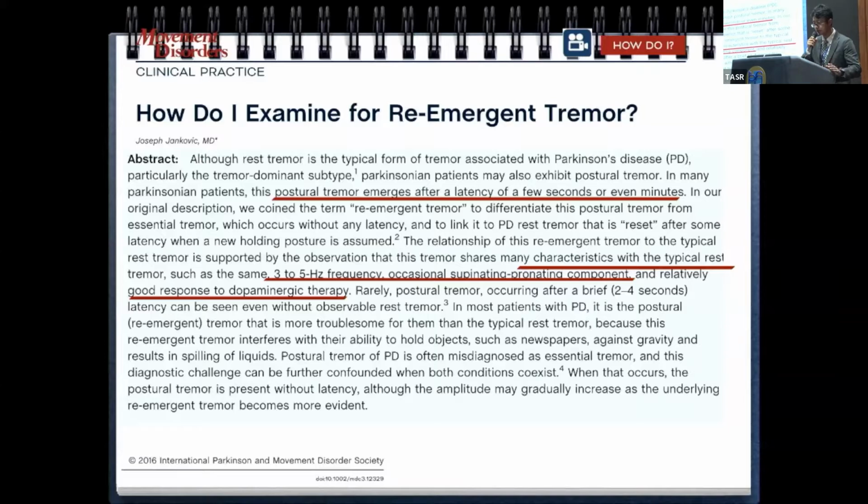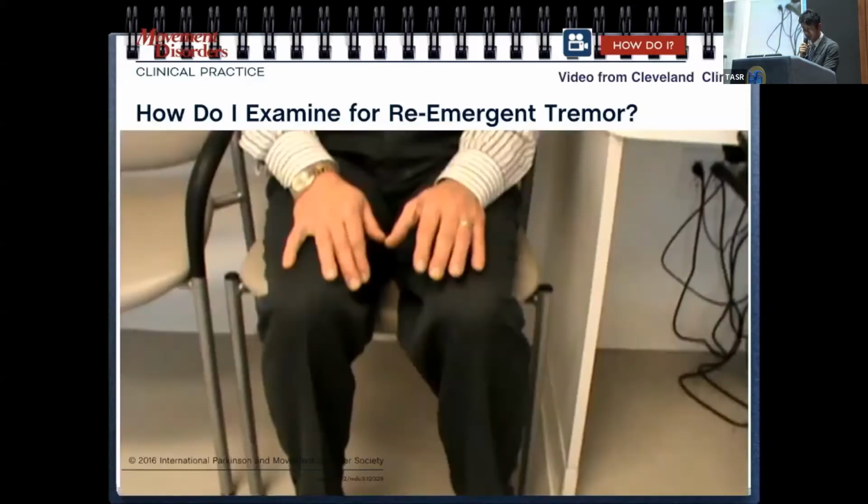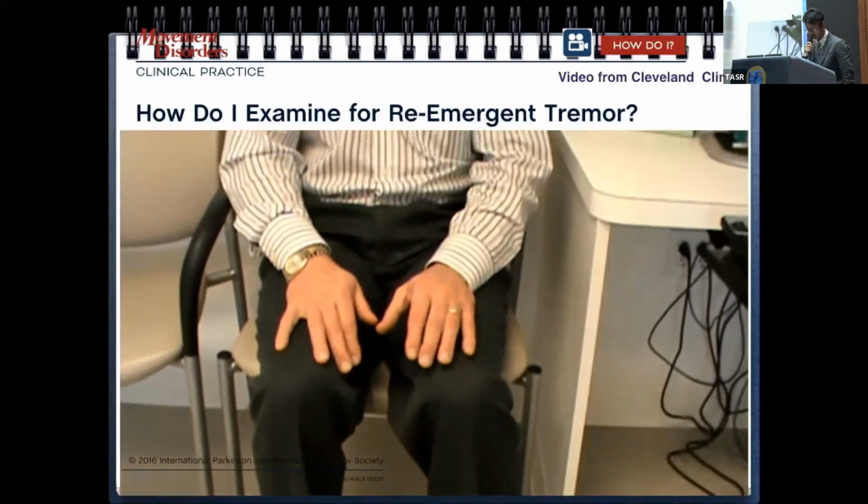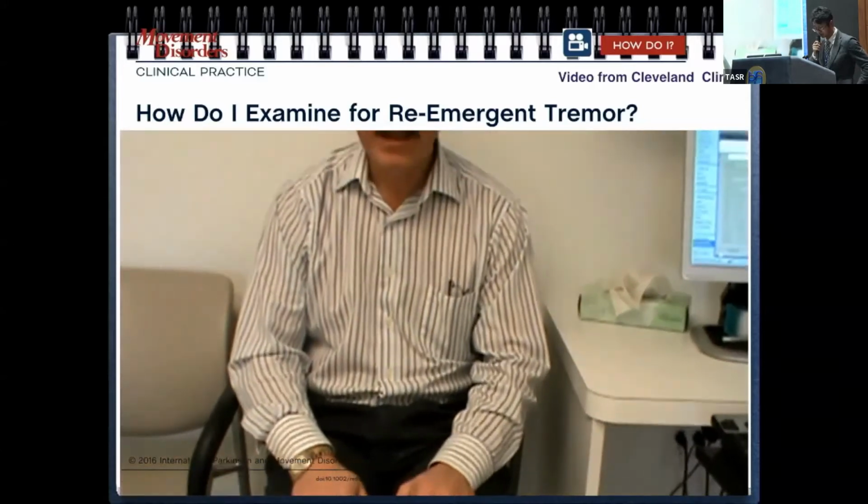Another thing about tremor: when we examine the tremor and ask the patient to lift up the arms, don't do it too fast, just wait for a few seconds. Sometimes you get a tremor frequency which is almost equal to the resting tremor of a Parkinson's disease patient, and we call it a re-emergent tremor. So this is about 3 to 5 hertz, like what the resting tremor is. And it may have a relatively good response to dopaminergic therapy. So you can see in this video, you do see the resting tremor here.